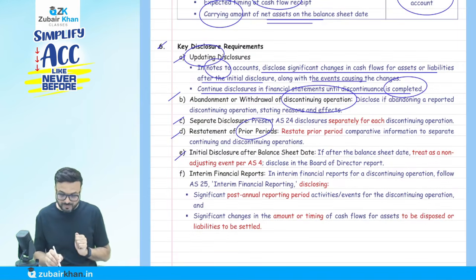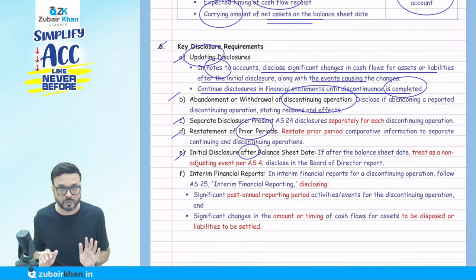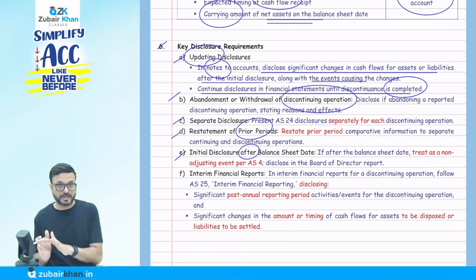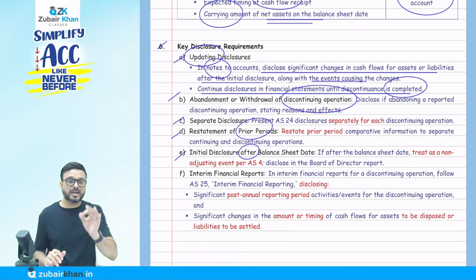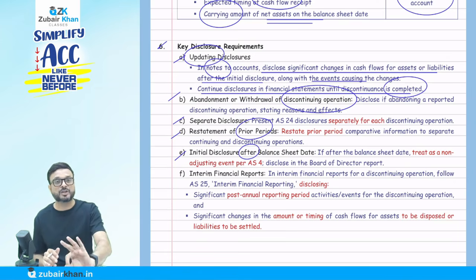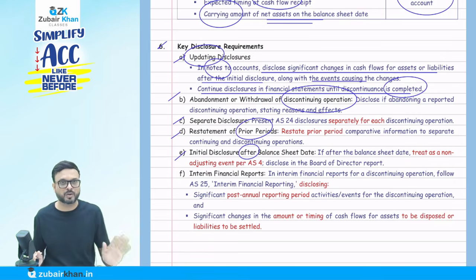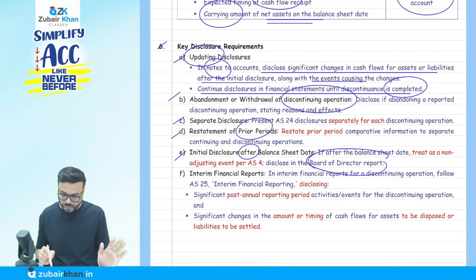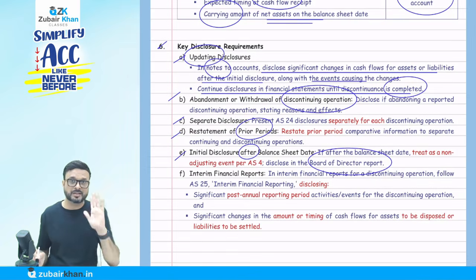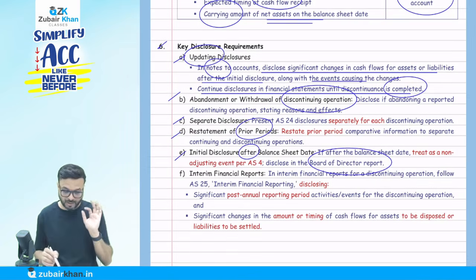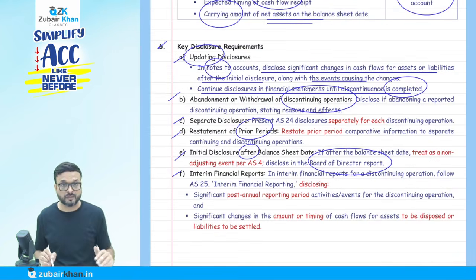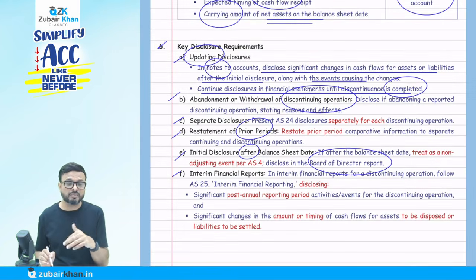Initial disclosure after the balance sheet date. Now, this is AS4, you know that: events occurring after the balance sheet date but before the approval. If initial disclosure happens after the balance sheet date, as per AS4 it will be treated as a non-adjusting event. Okay, non-adjusting, we just have to disclose it in the report of the approving authority as per AS4, that is the board of directors' report.